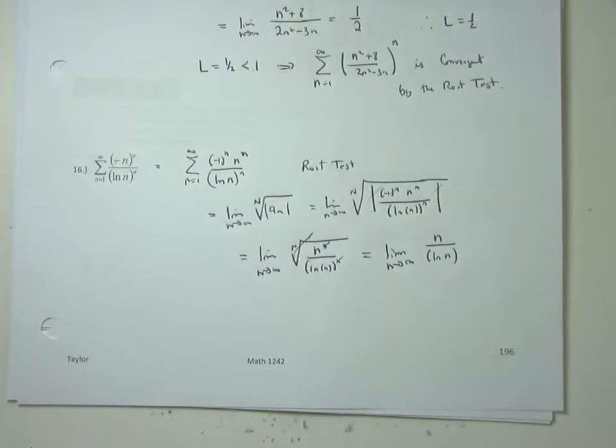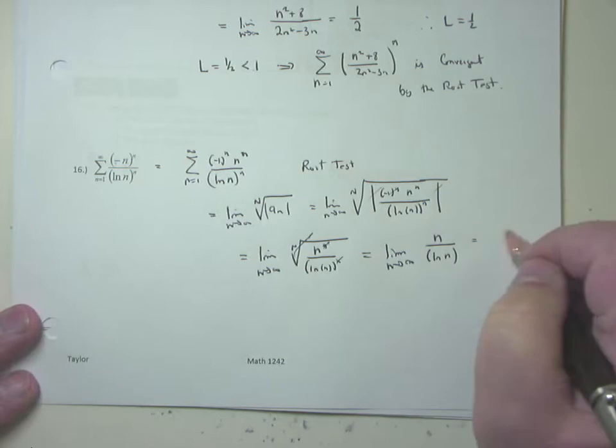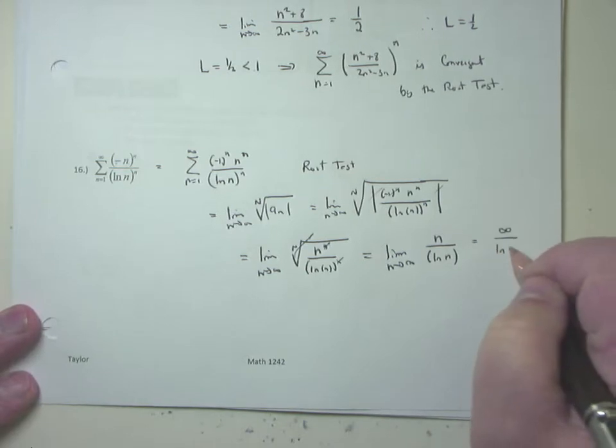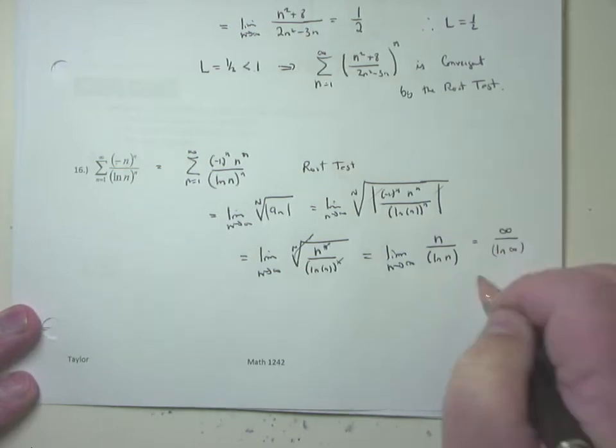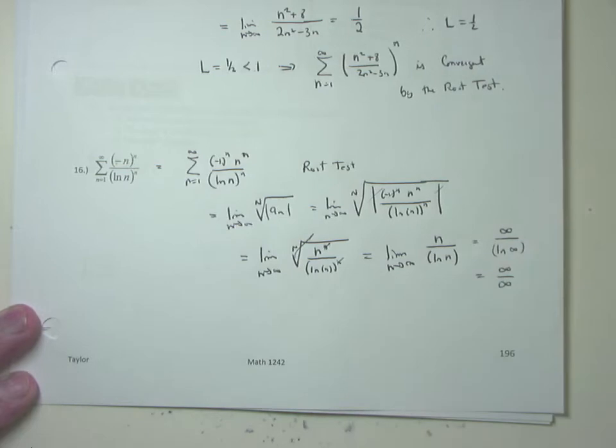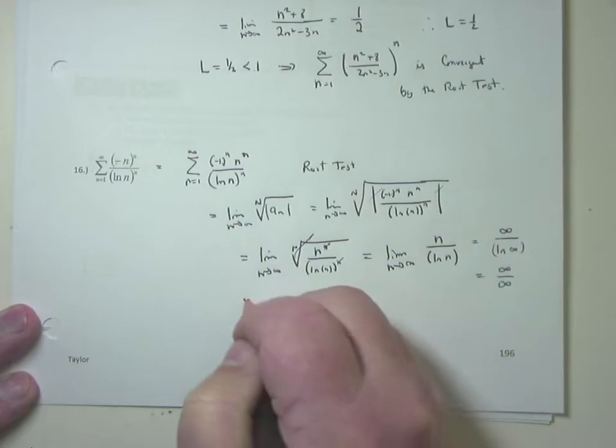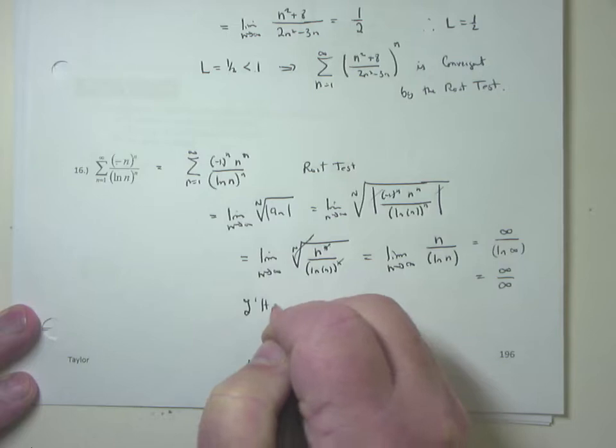Does that make sense? Now, take your limit. This is a classic one where I can't just look at it and tell what the limit is. It's the limit as n approaches infinity of n over natural log of n. When you plug in infinity, you get infinity over the natural log of infinity. The natural log of infinity is infinity, so it's infinity over infinity. So I'm going to apply my famous L'Hopital's rule to this problem.